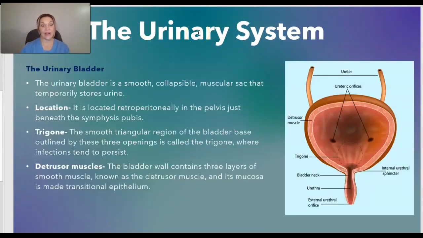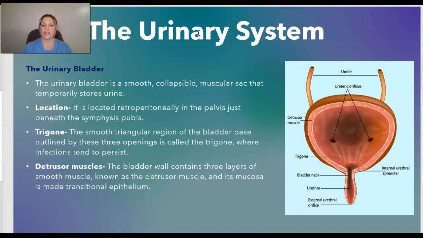Moving on to the bladder. The bladder is a smooth, collapsible, muscular sac that temporarily stores urine. It is located retroperitoneally in the pelvis, just behind the symphysis pubis.